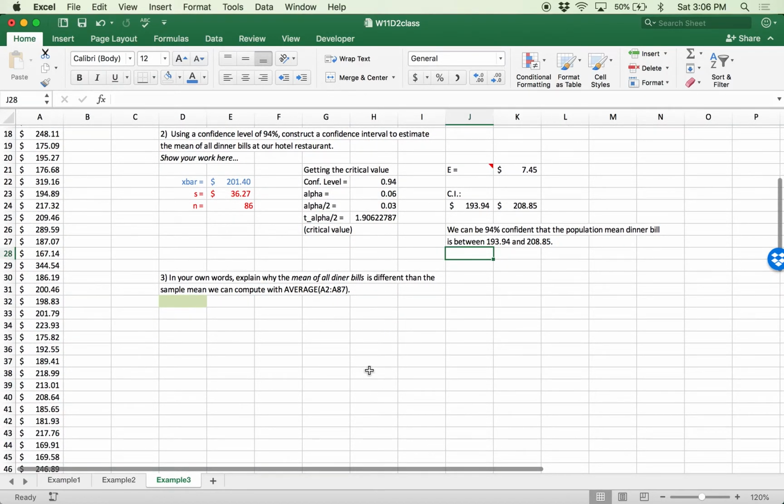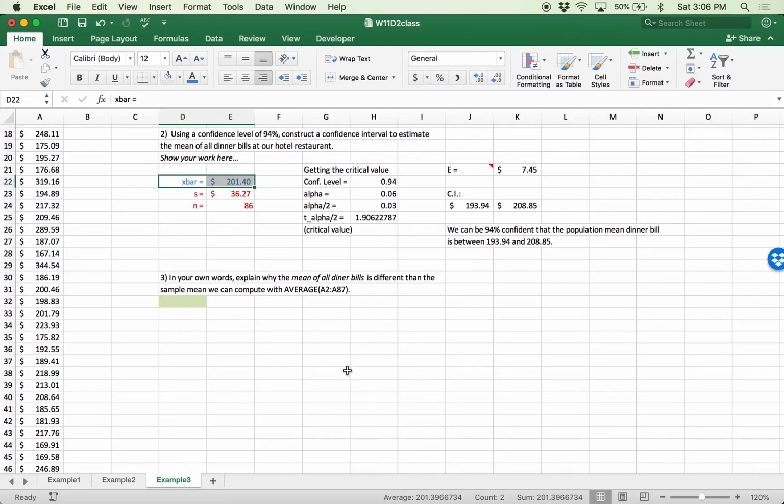All right, last question, number 3. In your own words, explain why the mean of all dinner bills is different than the sample mean we compute using that average A2 to A87. So in other words, why is this sample mean, generally speaking, different than the actual population mean?